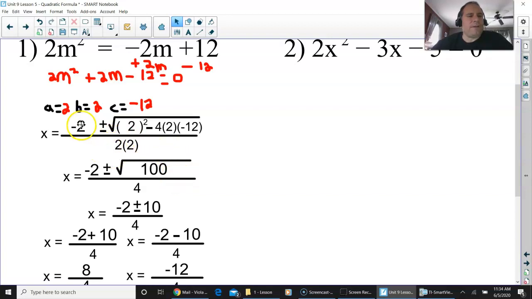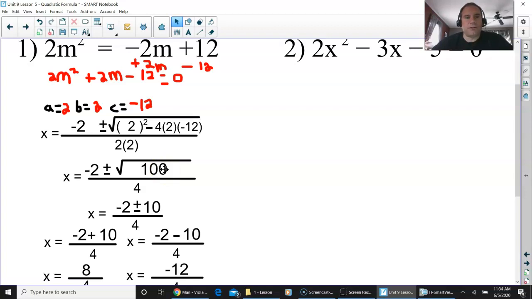So I have negative 2 because that is supposed to be b, but it's supposed to be negative b, plus or minus the square root of b squared, which is 2 squared, minus 4 times a times c, which is 2 and negative 12. All of this underneath the radical is the discriminant, which is 100. So it's greater than 0.